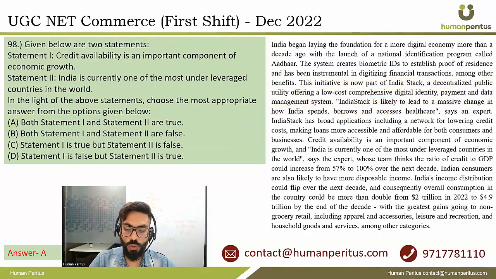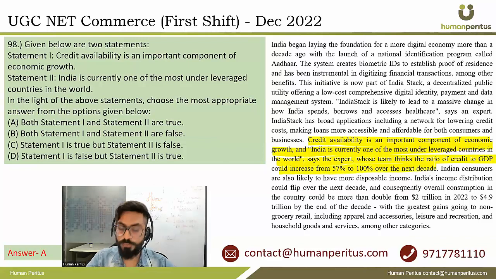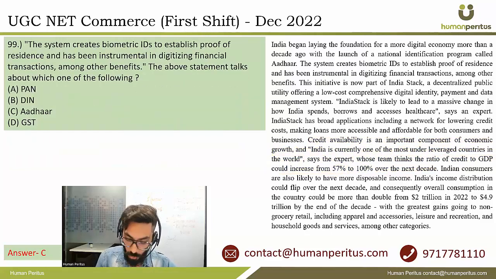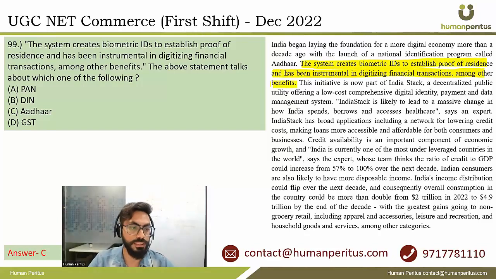The next one talks about the credit availability. Now, credit availability in the question, in the passage was given here. These were very straightforward passage questions with direct answers given in them. The next one talks about system that creates biometric IDs to establish proof of residence. The second statement of the passage.